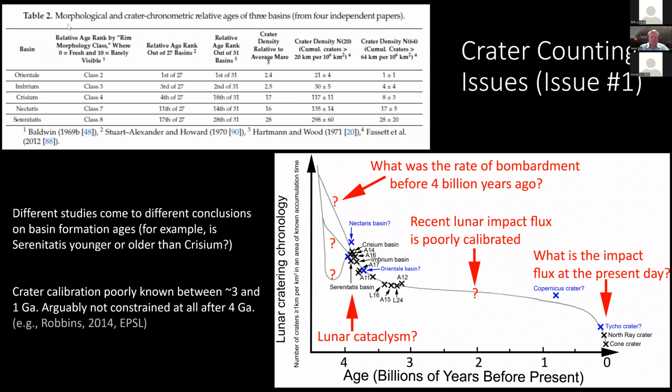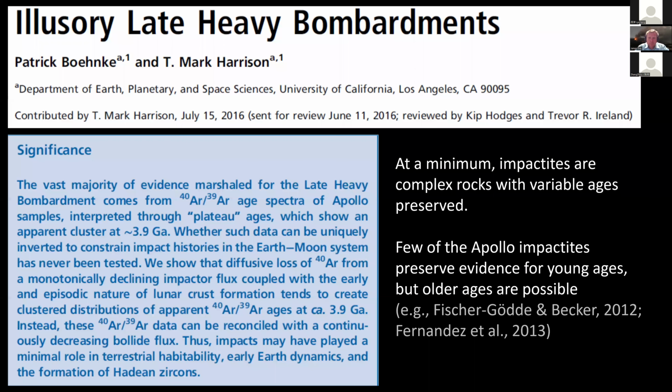A good example of this is this table here that shows different large basins like Orientale, Imbrium, Crisium, Nectaris, Serenitatis, and so on. Depending on how you do the crater counting, Serenitatis could actually be younger or older than Crisium based on our current knowledge. This is also compounded by the fact that our knowledge of age dating is quite poor for the Moon.